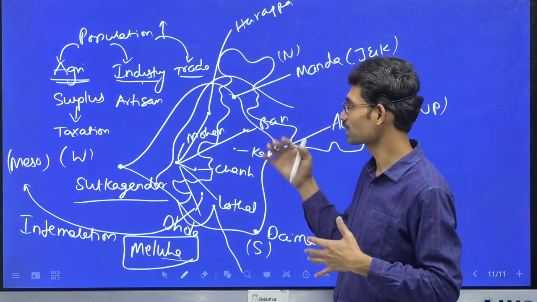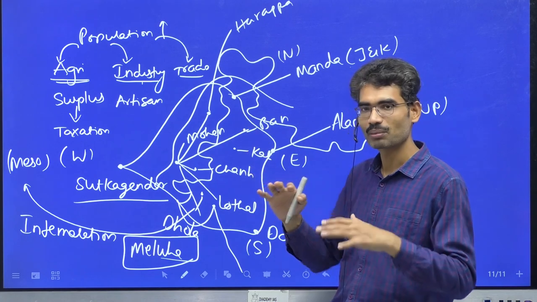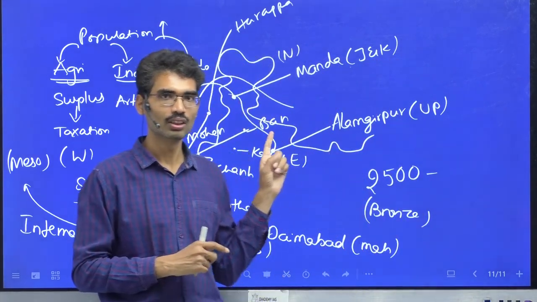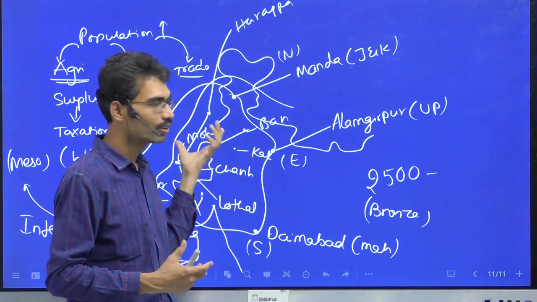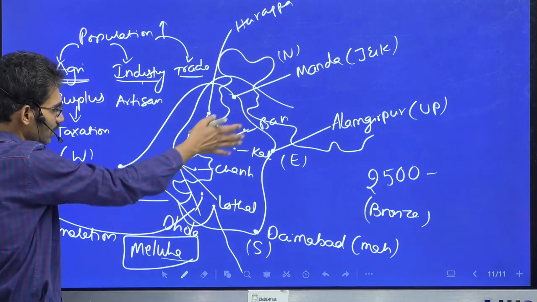This is the most striking part. That means some kind of connection must be there. Some kind of organized way of administration should have been there. So all these things will come from our Indus Valley civilization. Just you remember these places.